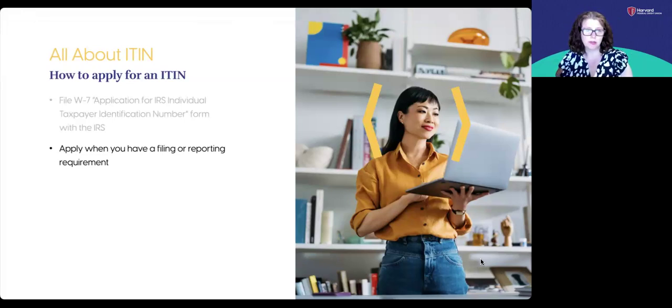I would suggest you submit your application as soon as possible. If you know you're going to be here for the whole school year, go ahead and submit your application to get the ITIN now. However, you certainly are going to need it whenever you file your federal income taxes. So whenever you have a reporting requirement, you're going to need it. So if you don't do it now, you're going to want to do it fairly soon so that you have it ready at the time that you need to file taxes in the spring.